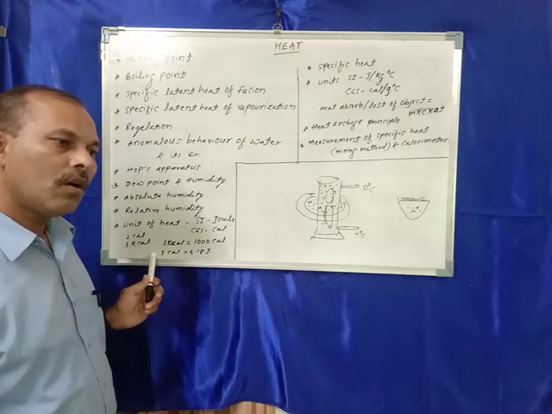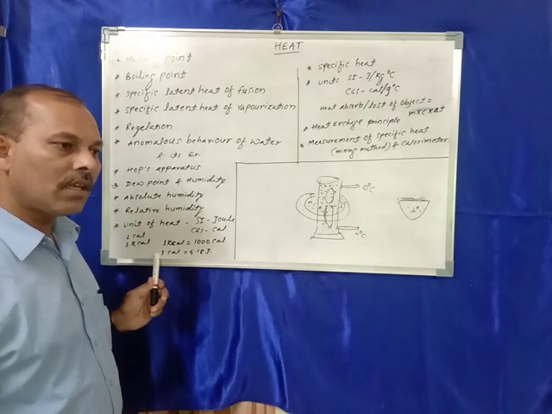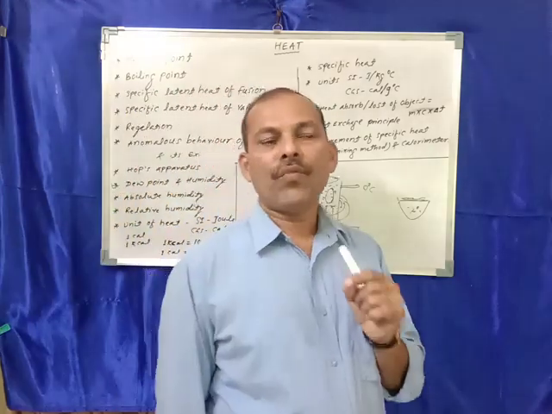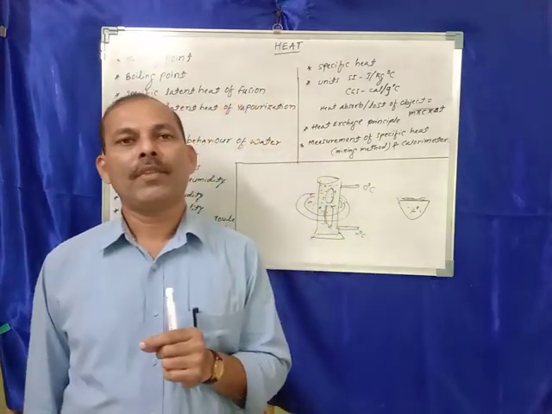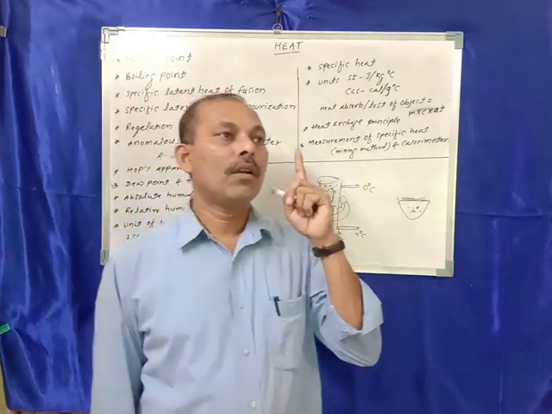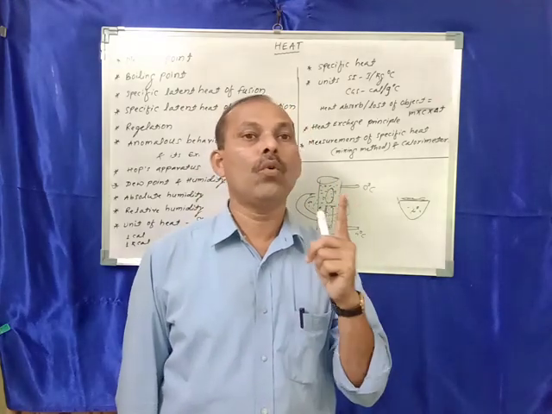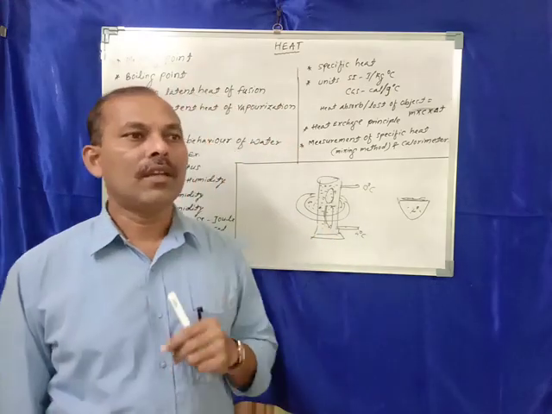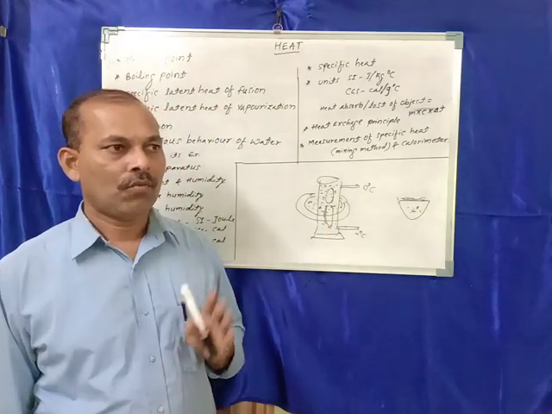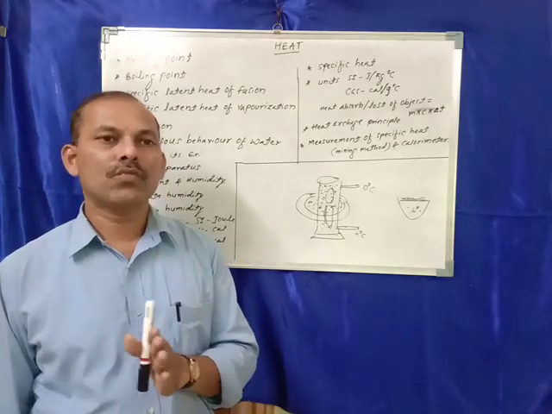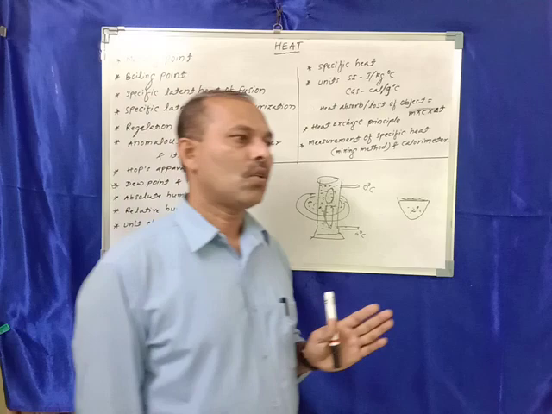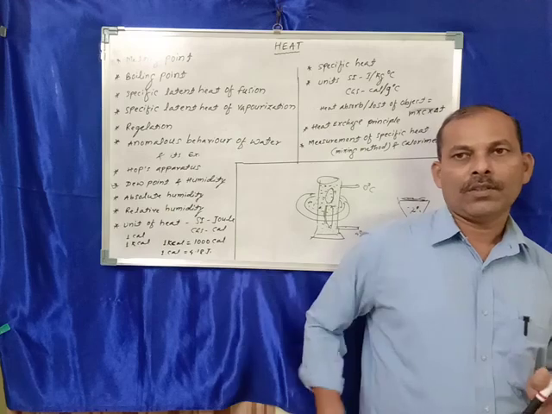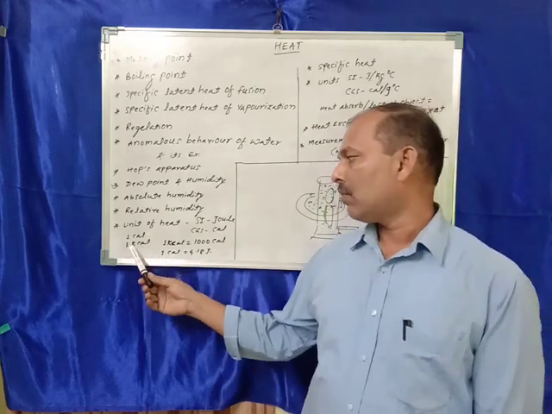Similarly, we define 1 kilocalorie. The amount of heat necessary to raise the temperature of 1 kilogram of water by 1 degree Celsius from 14.5 degrees Celsius to 15.5 degrees Celsius is called 1 kilocalorie heat. So this is 1 calorie heat and 1 kilocalorie heat.